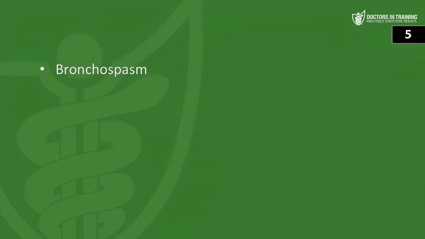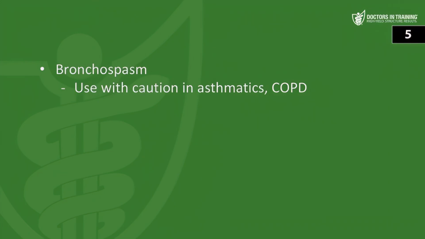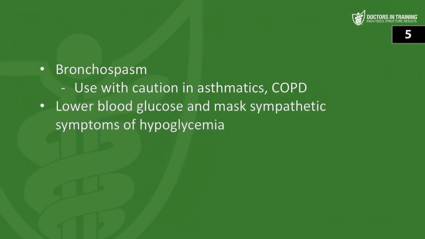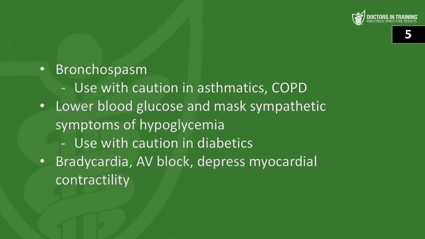First, we have that bronchospasm or bronchoconstriction. So you never want to give a non-selective beta blocker to someone who has uncontrolled asthma or COPD. And in general, you probably want to use caution with all beta blockers in these patient populations. Next, beta blockers can lower the blood glucose, maybe slightly. Probably more importantly, they can mask the sympathetic symptoms of hypoglycemia. So you need to use caution when you're giving these beta blockers to diabetic patients. And then next, you can cause things like bradycardia.